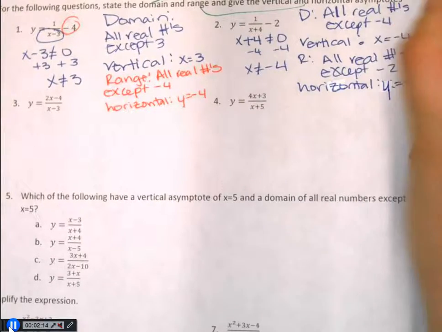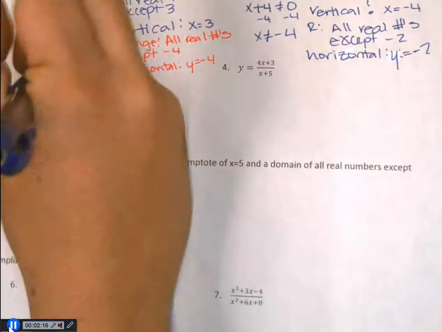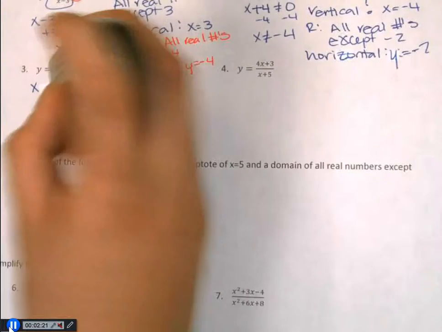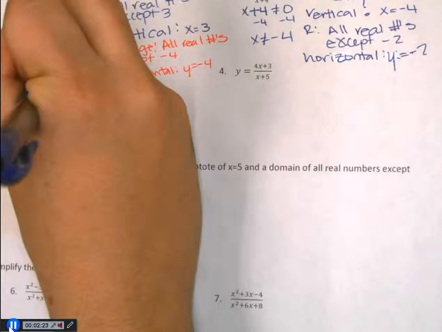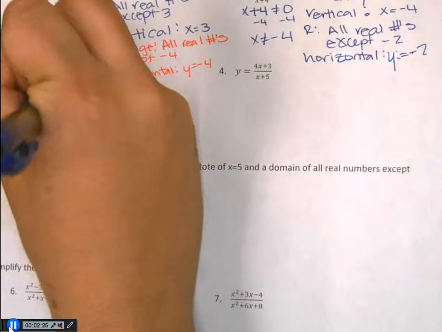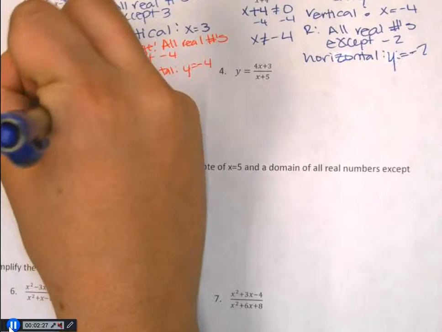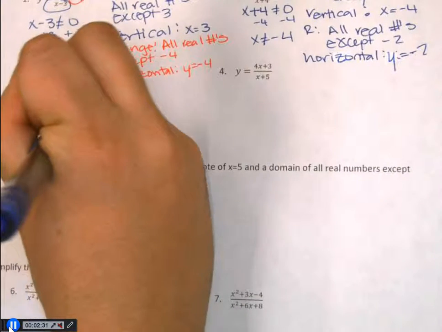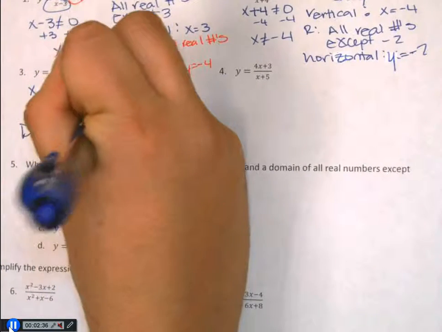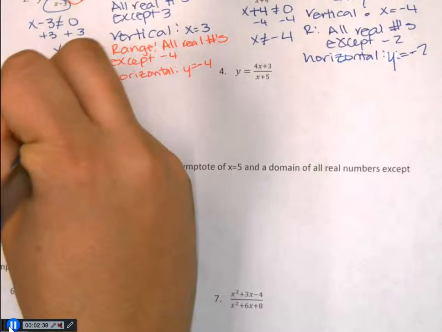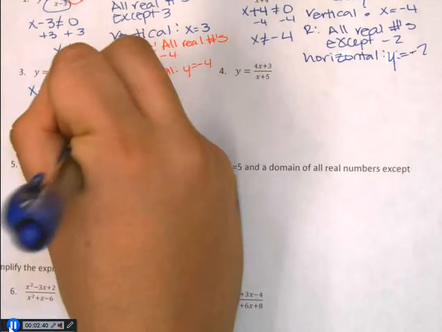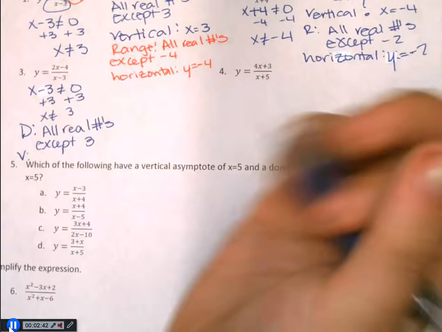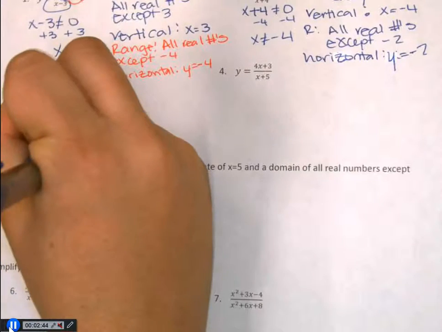On number 3, I do the same thing. I'm going to take my denominator and set it not equal to 0. I solve it and I get x doesn't equal 3. So my domain is all real numbers except for 3. My vertical asymptote is x equals 3.